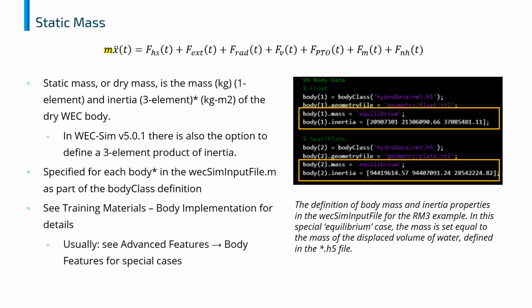The static or dry mass is highlighted here on the left-hand side of the equation of motion. The translational mass is a one-element input. The moment of inertia is a 1/3 element input that defines the dry properties of the WEC body. In the latest version of WEC-Sim, we do have the opportunity to define the 1/3 element product of inertia. For each body in the WEC-Sim input file, you must define the mass and moment of inertia.